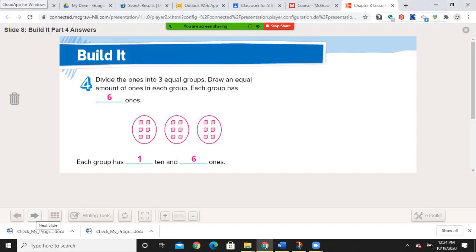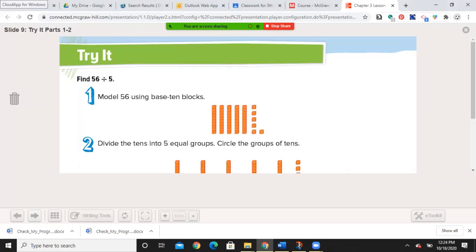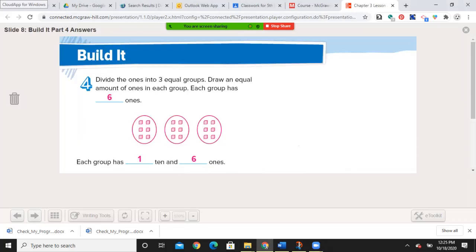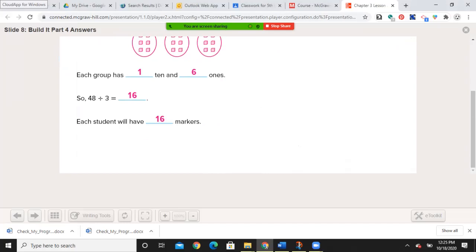Notice their drawing is slightly different than mine. I could have drawn 3 circles and then 1, 2, 3, 4, 5, 6, 7, 8, 9, done it that way. So 48 divided by 3 is 16. So each student will have 16 markers.